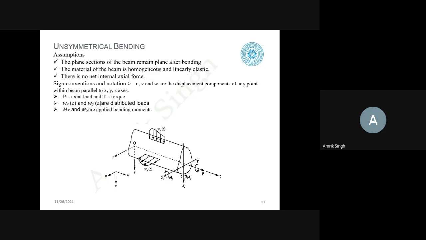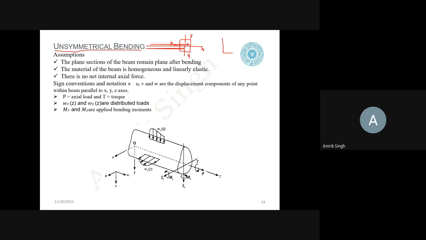Now let us understand what is unsymmetrical bending. First of all, you understand what is a symmetrical section. Suppose this is a rectangle. So the centroid is here, this is the y-axis, and the centroid is G. So this section is symmetrical both about the x-axis and about the y-axis.